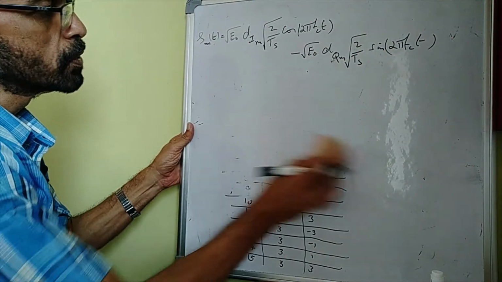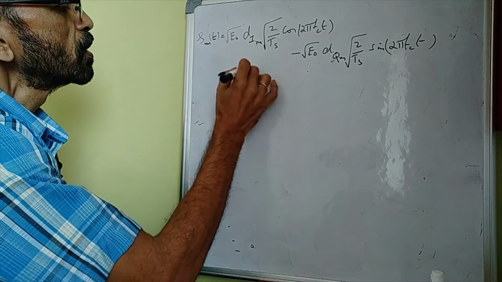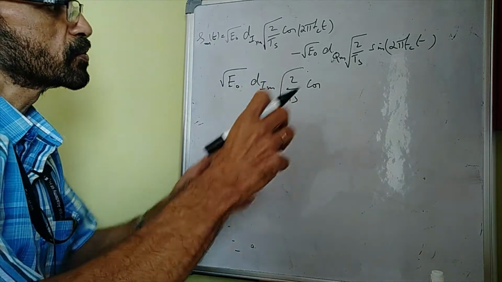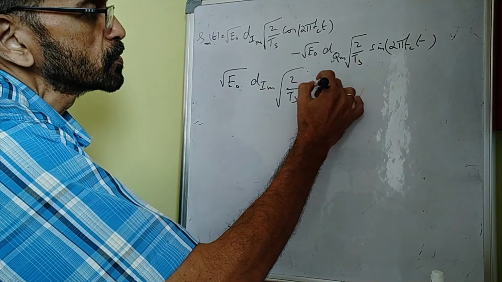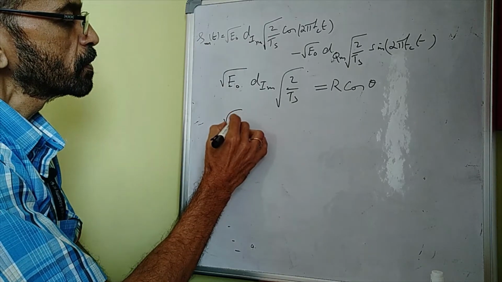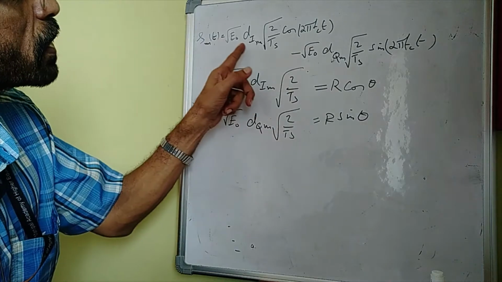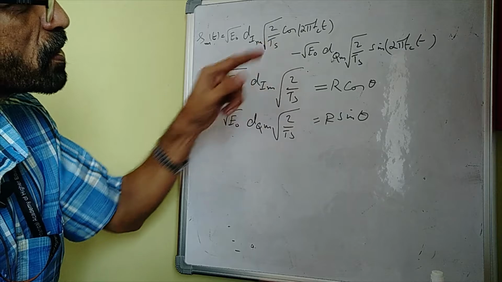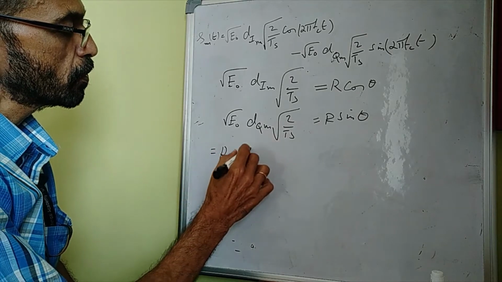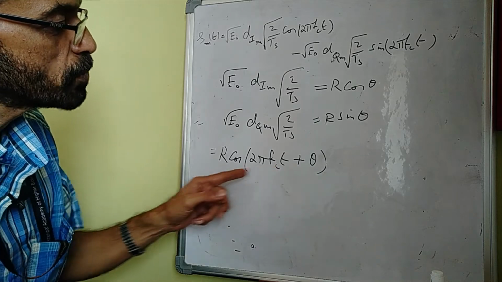Now, I am sure you know this representation. If we call this as, say, r cos theta, and this as r sin theta, we will have r cos theta into cos 2 pi fc t minus r sin theta into sin 2 pi fc t, which we can write as equal to r cos of 2 pi fc t plus theta, isn't it?